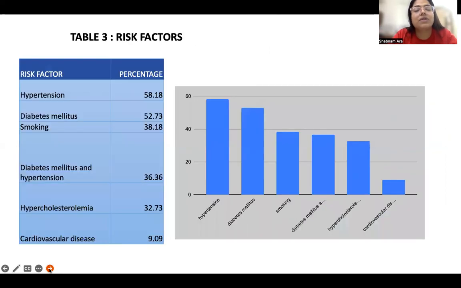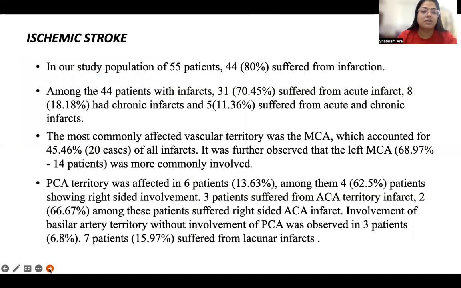The factors associated with stroke: hypertension was present in around 58%, diabetes in around 52%, smoking in around 38%, diabetes mellitus with hypertension in around 36%, hypercholesterolemia in around 32%, and cardiovascular disease in 9% of cases. In ischemic stroke, in a study population of 55 patients, 44 suffered from infarction. Among the 44 infarcts, 31 suffered from acute ischemia, 18% suffered from chronic infarct, and 5% suffered from acute and chronic.